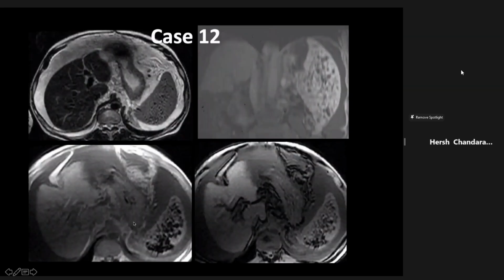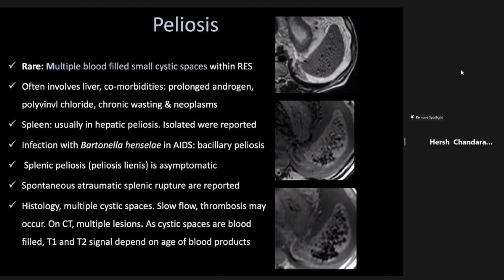I'm going to show you this, which is what? Whenever you see something that is causing blooming artifacts in the gradient echo sequences, here you see multiple low signal intensity foci scattered in the spleen, which are causing blooming in the longer echo time pulse sequence like what we see here. This is peliosis. Peliosis is a very rare entity, characterized by multiple blood-filled small cystic spaces. That's why you also see blood degradation products in various stages.